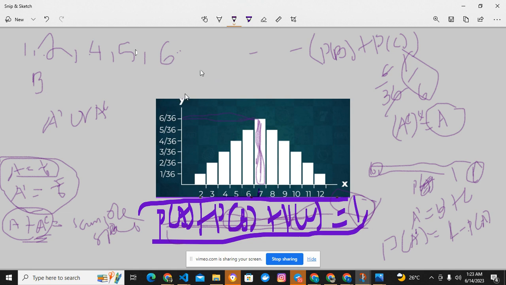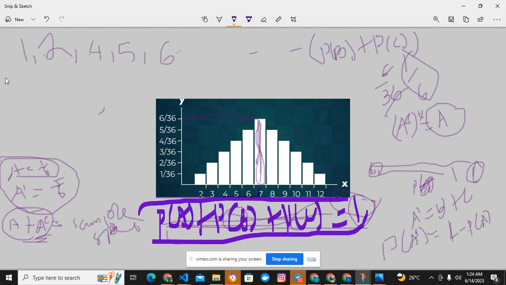You understand? Because the probability of getting one or two or four or five or six is the same as the probability of you not getting a three. You are invariably saying the probability of not getting a three because you didn't list it. You understand? So let's prove that. Let's see how that is working in practical. Let me say, probability of having one, two, four, five, and six.